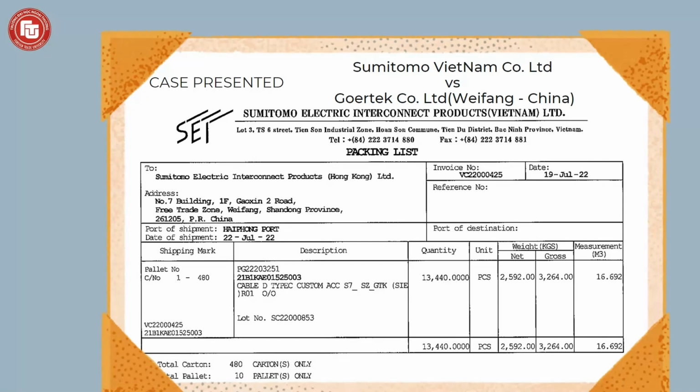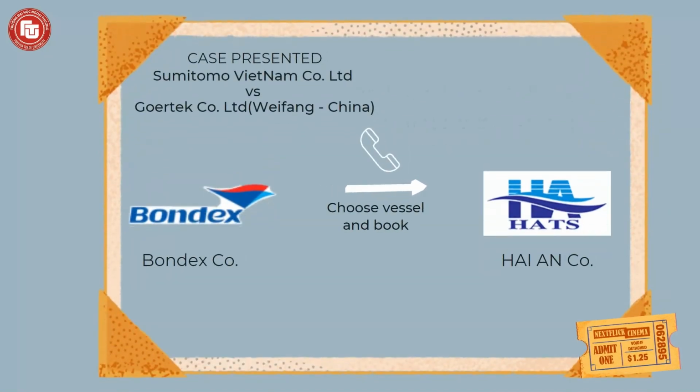In our case, the packing list issued by Sumitomo to Bondex Company on 19th July 2022 included some important information such as the port of shipment, Haiphong Port, the date of shipment, 22nd July 2022, specification of the cables, total cartons, 480 cartons, total pallets, 10 pallets, each weighing 324.6 kilograms.